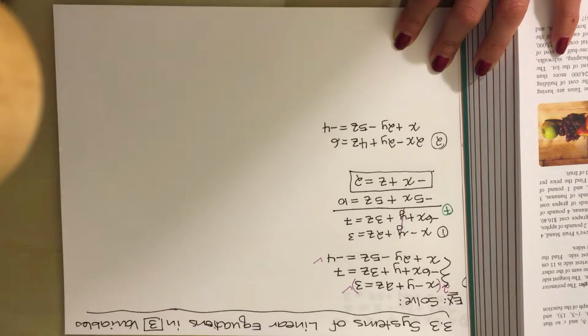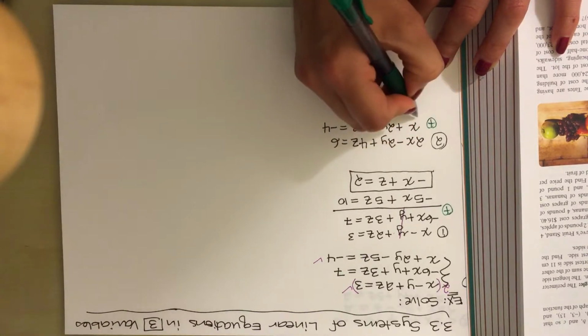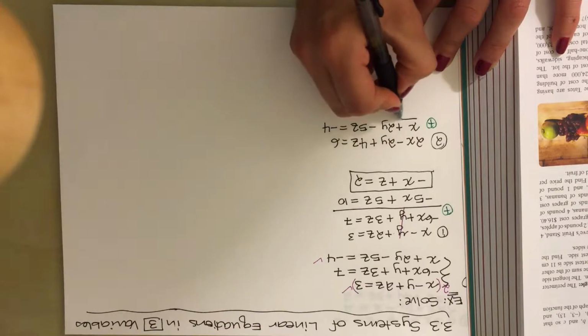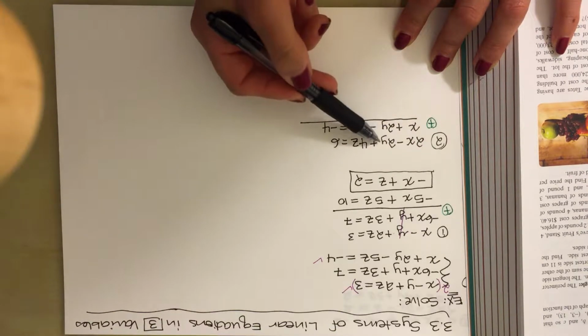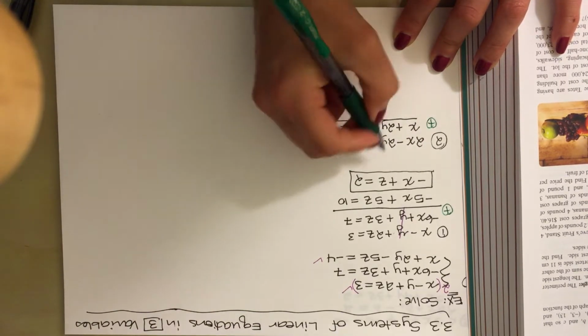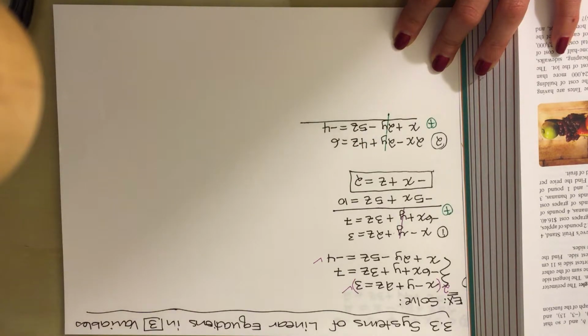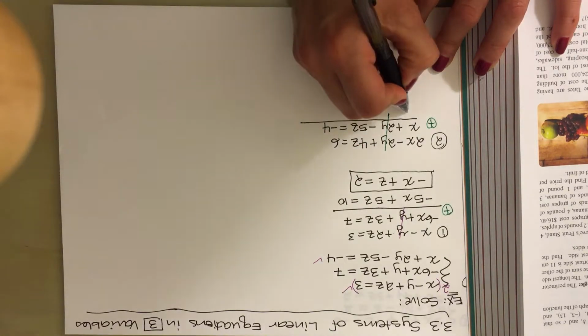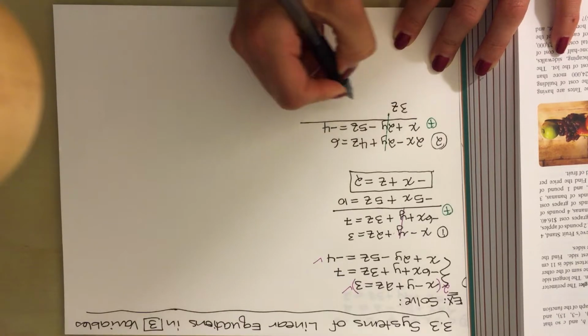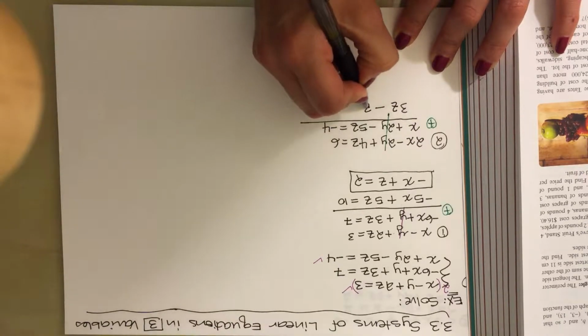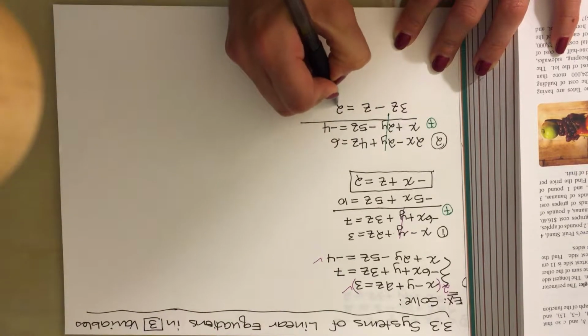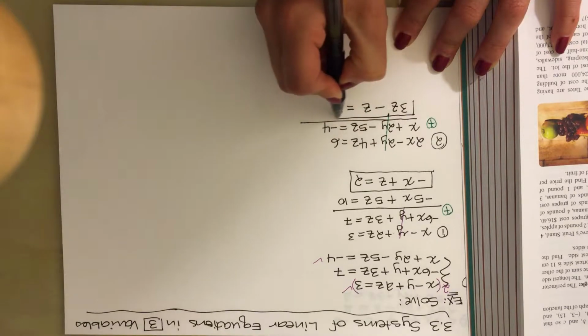We're going to add. Negative 2y plus 2y is 0. We are left with 3x minus z is equal to 2. Let's box this equation as well.